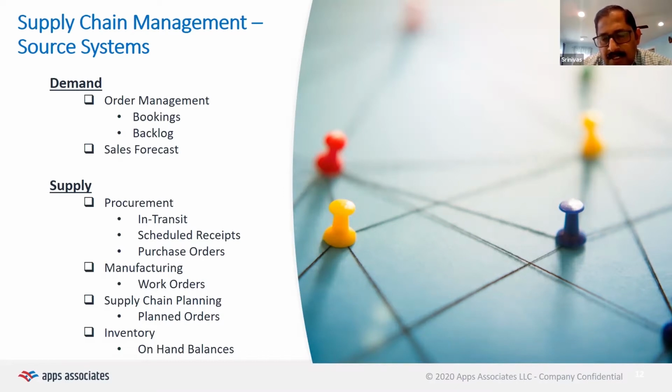And on the supply side, you have open POs or in-transit or the receipts that are scheduled, and then work orders that are going to be completed in the manufacturing system. And then on-hand stock, so what you have as far as stock that can be used for immediate shipment.